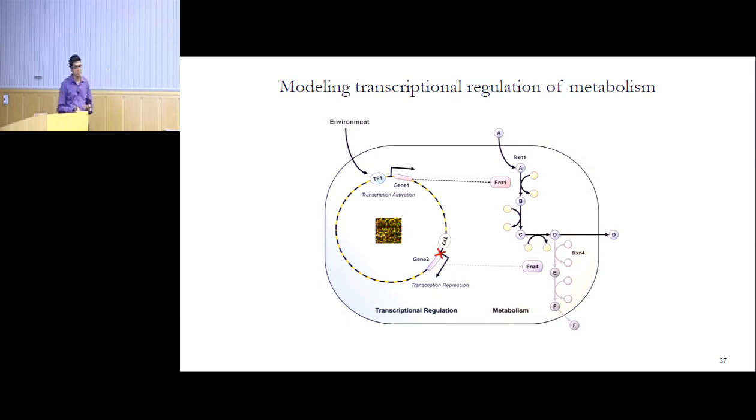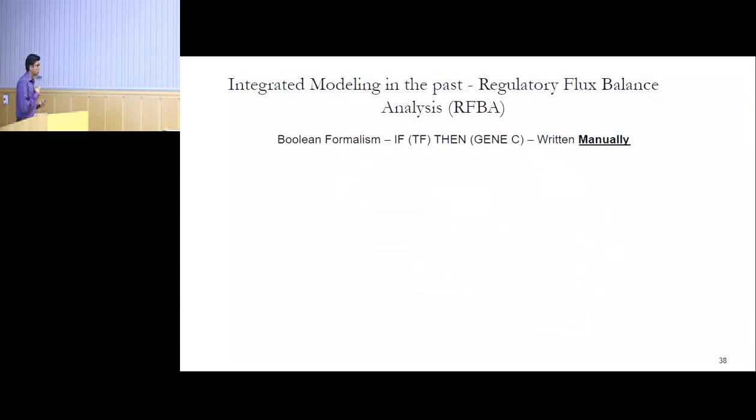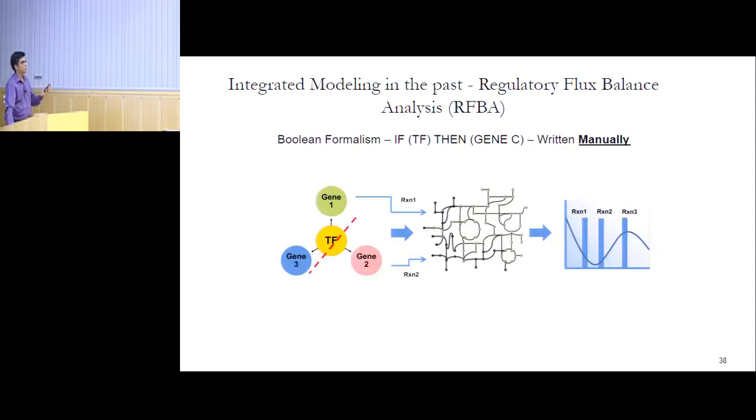One of the first methods that could combine transcriptional regulation with metabolism was called RFBA, or regulatory flux balance analysis. The way RFBA works is that you manually write rules that connect the activity of transcription factors to metabolic genes. For example, in the lac promoter case, we might write a Boolean rule that says if lactose is present, transcription factor X is on, and if transcription factor X is on, then it will turn on genes required for lactose metabolism. Once you write these detailed Boolean rules, you can use them to simulate the metabolic network.